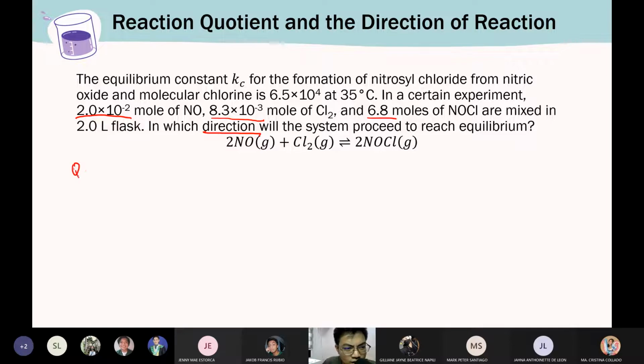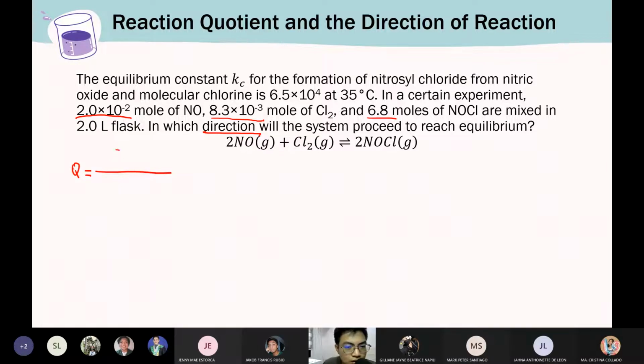Always look for the reaction quotient Q. Since they are all concentrations, that is our constant, Kc, a concentration. So we can write the concentrations of our chemicals in our reaction quotient. You already know how to write Q, right?